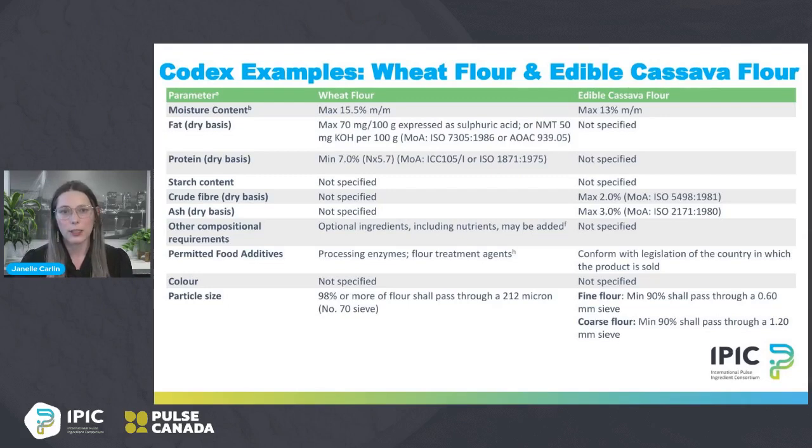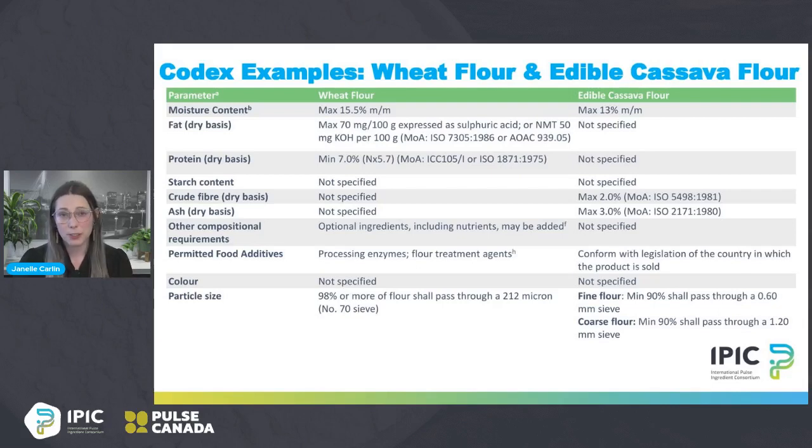So on the wheat flour side, there's a lot more compositional requirements. So there is minimum moisture contents, fat contents, minimum protein contents. And here we also have a particle size requirement. On the cassava flour side, we have moisture content, starch, and ash that are specified. And it even goes as far as to indicate fine versus coarse degree of granularity with that particle size.